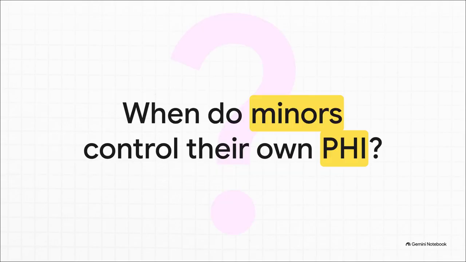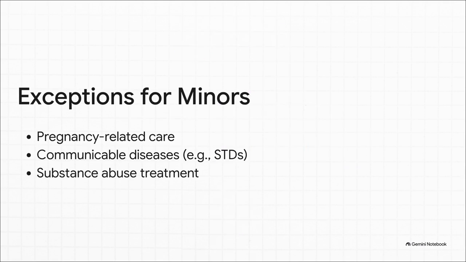Now, this brings us to a really fascinating and complex legal question. When do minors control their own protected health information? Usually, we know a parent or guardian makes healthcare decisions and controls the data. But are there exceptions to this rule? The answer is yes, absolutely, and it's a critical one for clinical documentation.